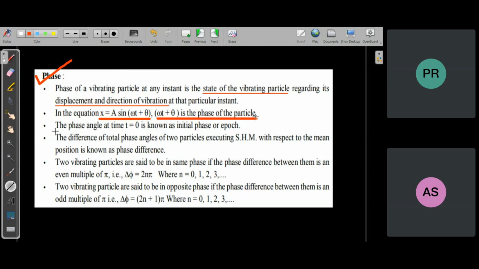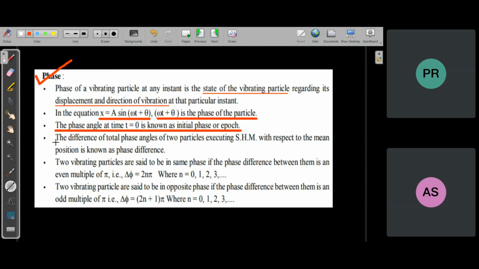In the phase, if you put t equal to 0, what you will get? Phase is omega t plus theta. If you put t equal to 0, what is phase at t equal to 0? It is theta. Theta is called as the initial phase.